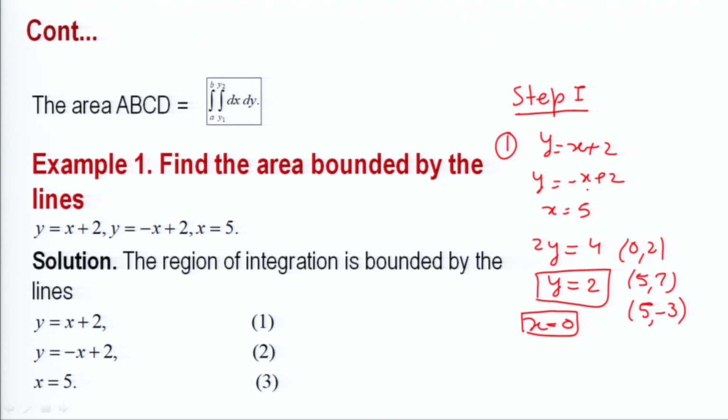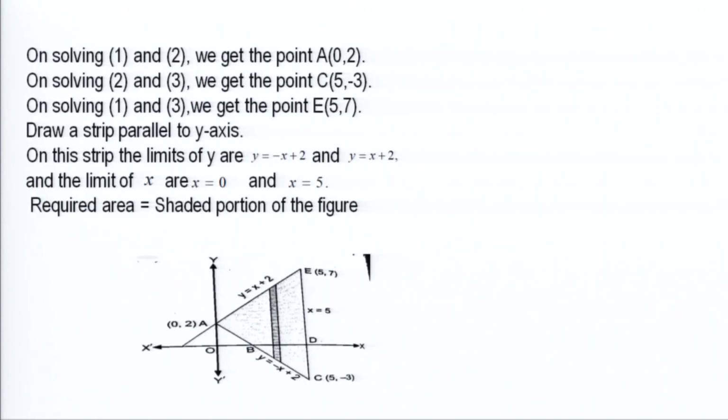After this we draw the figure. Figure is like this, y is equal to x plus 2. We know the standard equation of a straight line: y is equal to mx plus c. Here the line is y is equal to x plus 2, and next is y is equal to minus x plus 2. Here m represents the slope of the line, and the x coefficient is 1, that is a positive slope, and the other is a negative slope. So, direction also changes.